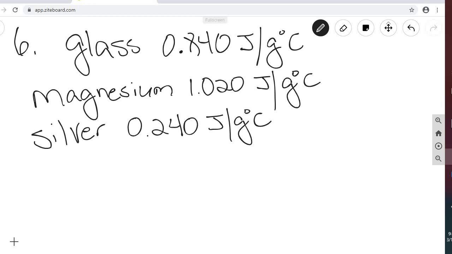And so then it says if I add equal amounts of heat to equal masses of these substances, and they all start at the same initial temperature, which one will get the warmest and which one will stay the coolest? To answer this question, you have to remember that specific heat capacity is the amount of heat it takes to raise the temperature of 1 gram of the substance 1 degree centigrade.